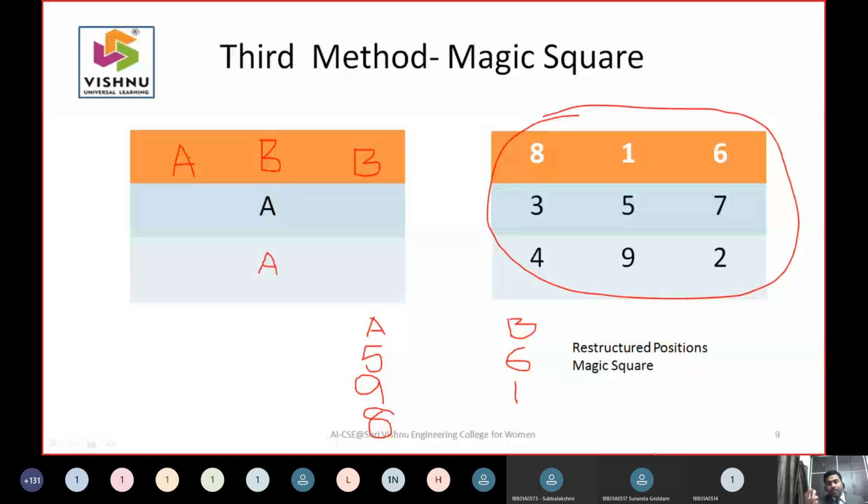So you add any of the two now. 5 plus 9 is 14. 15 minus 14, 1 is already filled. So 5 plus 8 is 13. So 15 minus 13 is how much? 2. So you keep a 2 here. So 2 is here, so you have to keep a B here.